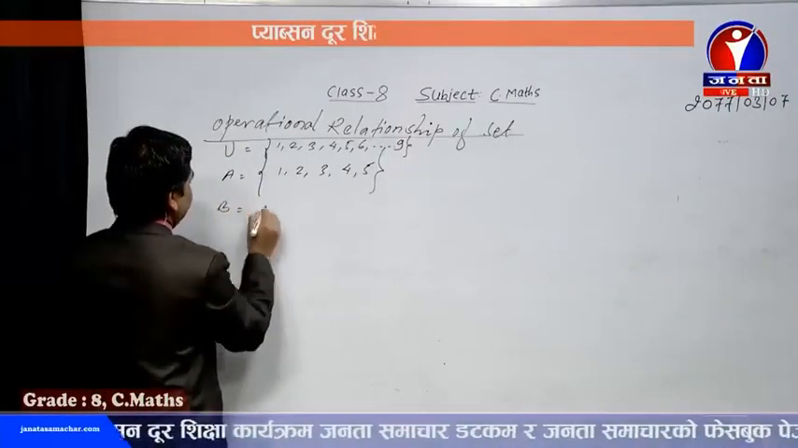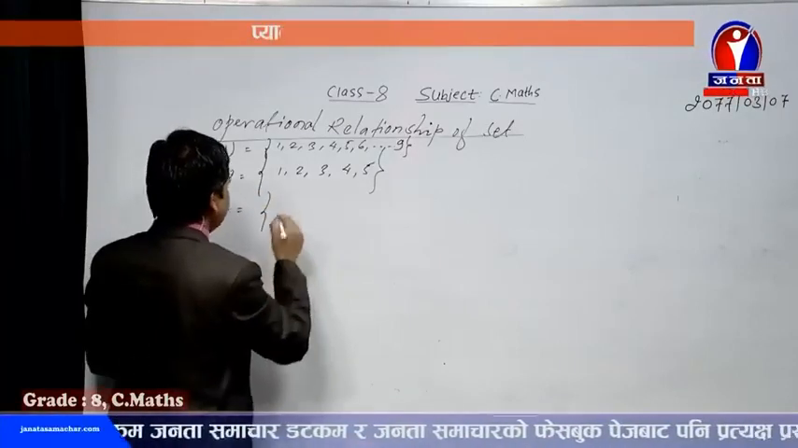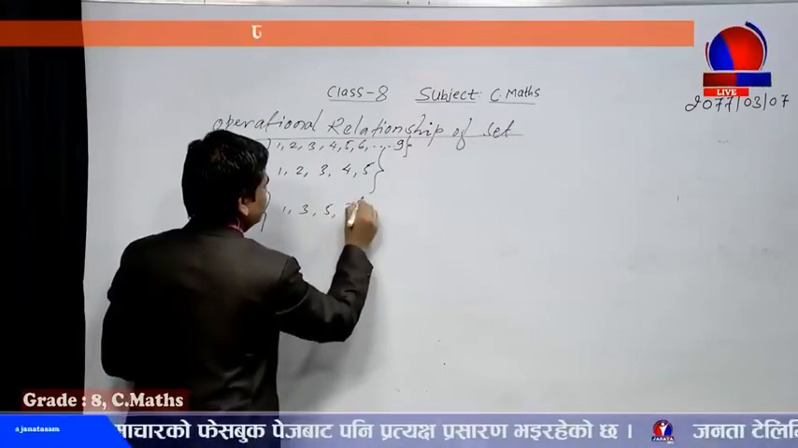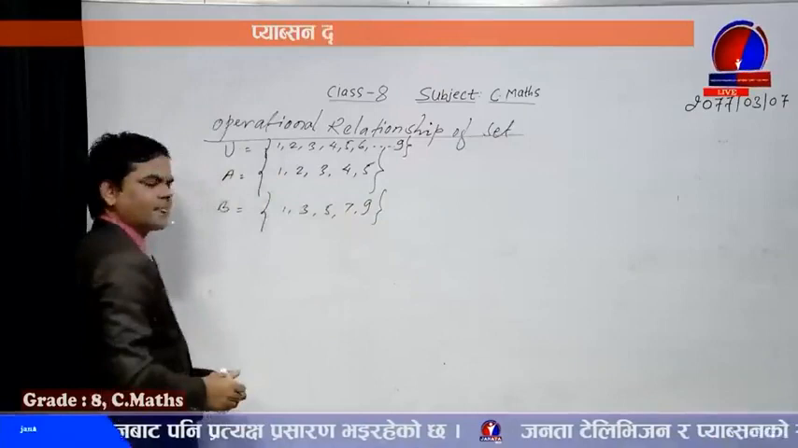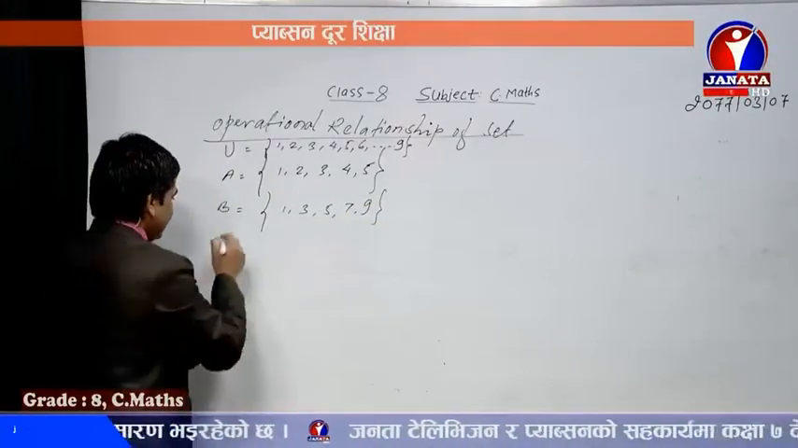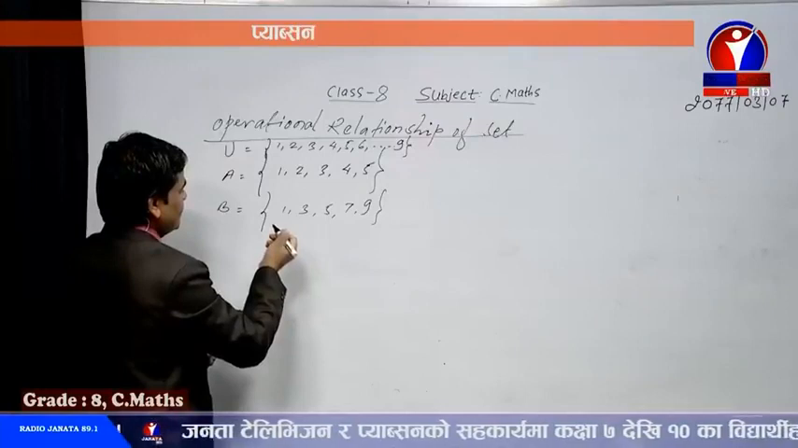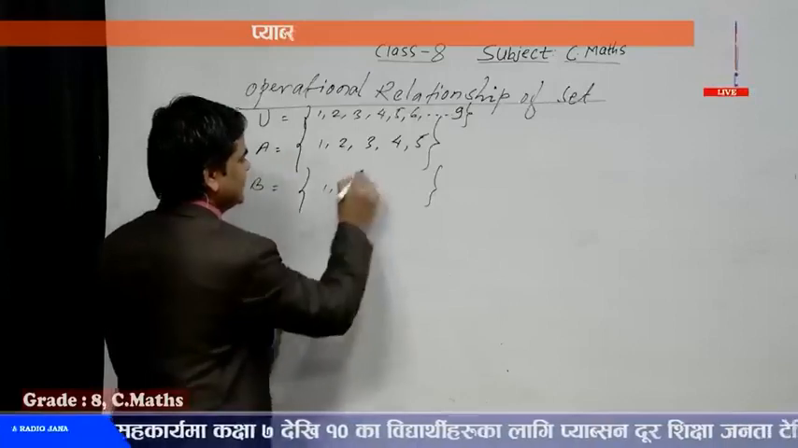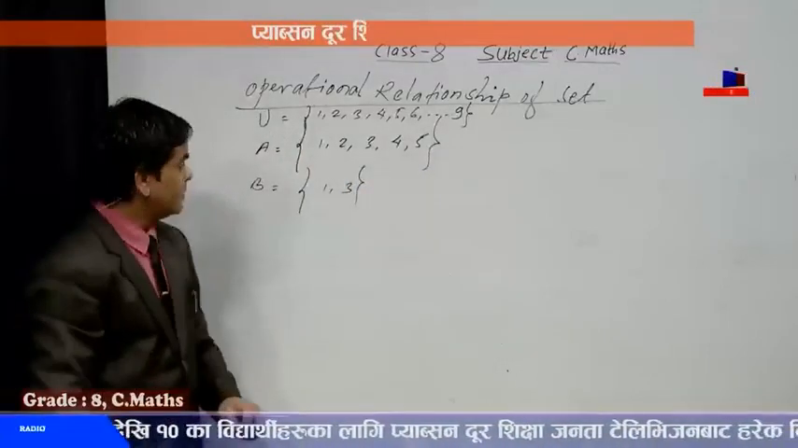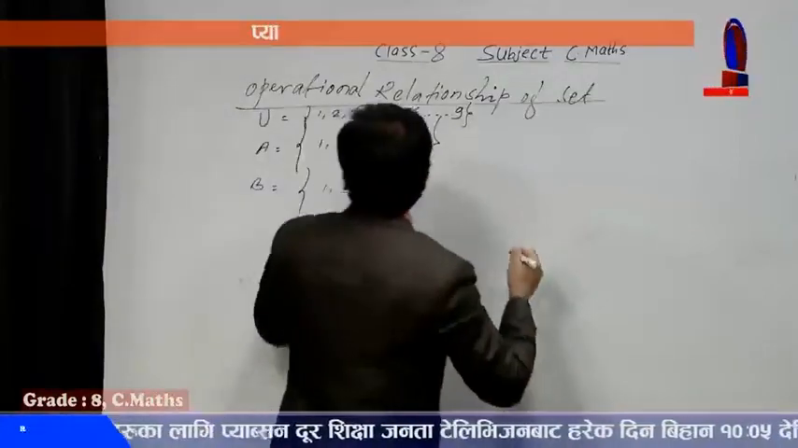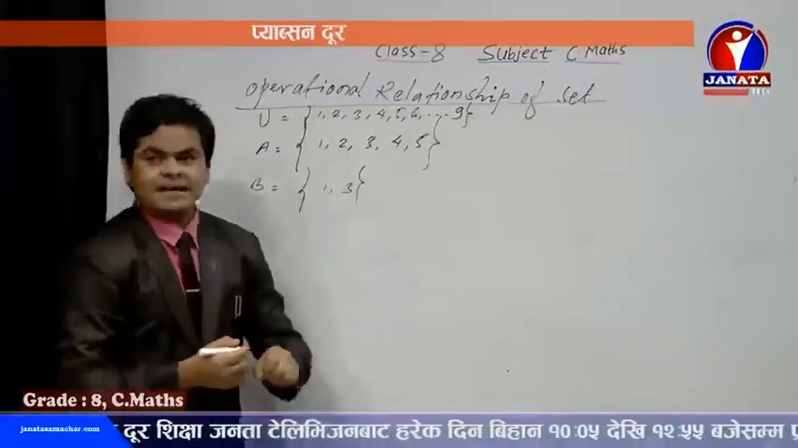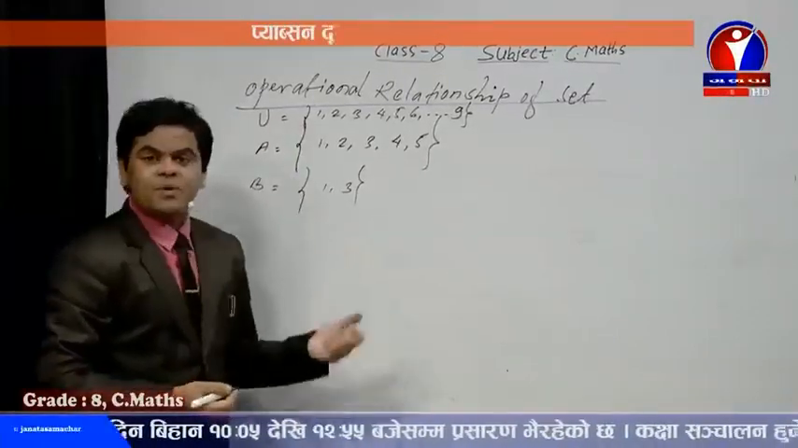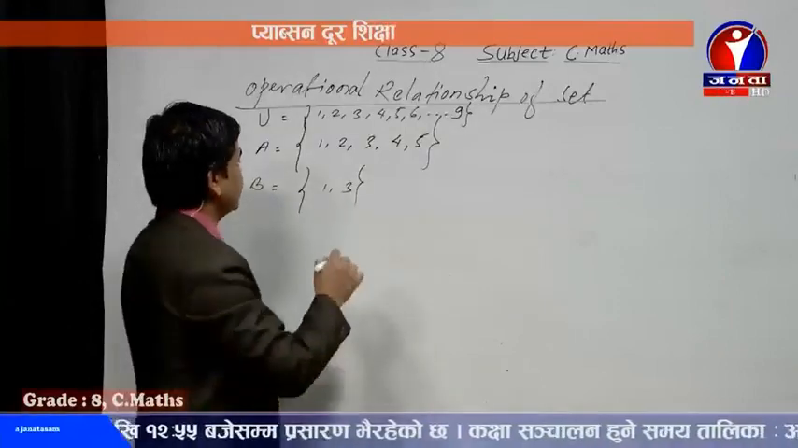Now let's take B. Okay, take another subset as B. 1, 3, 5, 7, and 9, only. And I'm going to erase this one. I will keep only 1 and 3, so that it will be the relationship of proper and improper subset. If you have to keep these elements in a Venn diagram, what happens? What type of relation can be seen in case of improper subset and in case of proper subset?